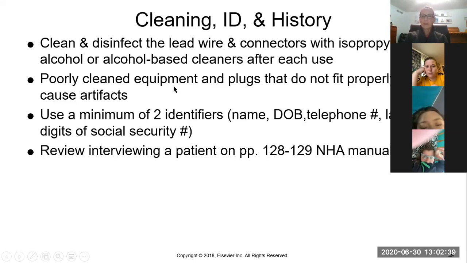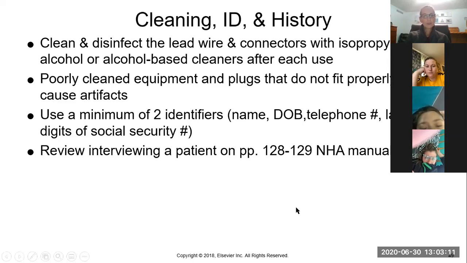Poorly cleaned equipment and plugs can cause artifacts. If the plug doesn't fit properly into the machine, it can cause an artifact. So we have to make sure that everything aligns, okay? Now, of course, we're always going to use a minimum of 2 identifiers when you are working with the patient, and this would include things like their name, date of birth, telephone number, the last 4 digits of the Social Security number. You never ask them for their full Social Security number, okay?